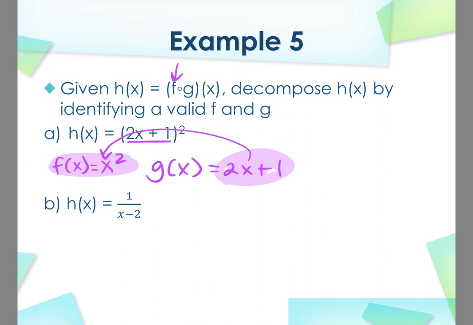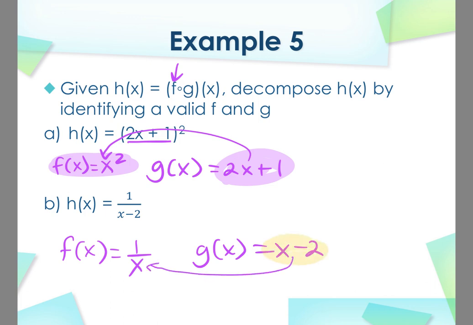All right, go to B. 1 over x minus 2. What's your parent function? 1 over x. So 1 over x could be my f of x. And if that's the case, what would g have to be? x minus 2. Good job. So again, to check, I would take 1 over x, plug x minus 2 into the bottom, and see if I get my h of x, which is what you do. Questions on that one?